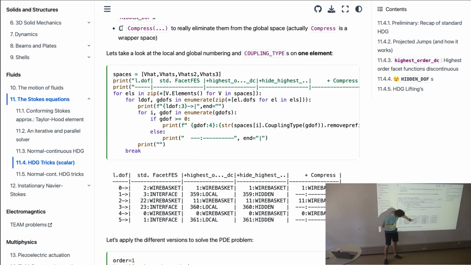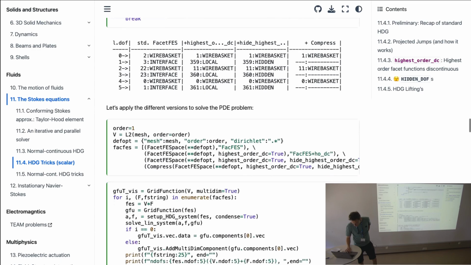Then you see already that one of those now is only local. Yeah? So that means it's not involved in neighboring couplings. Now I go to this highest order, then the local ones get hidden DOFs. And now if I use the compress, then there's actually no association to any global vector anymore. So that means there are degrees of freedom that are locally existent, but they are no longer globally existent. That's kind of the trick with these hidden DOFs.